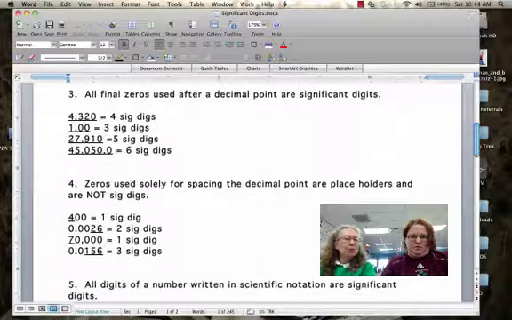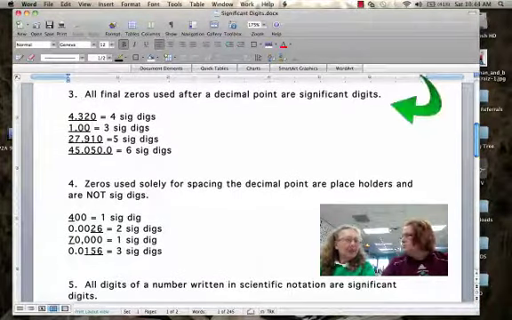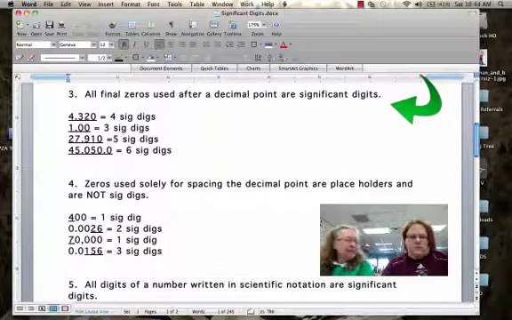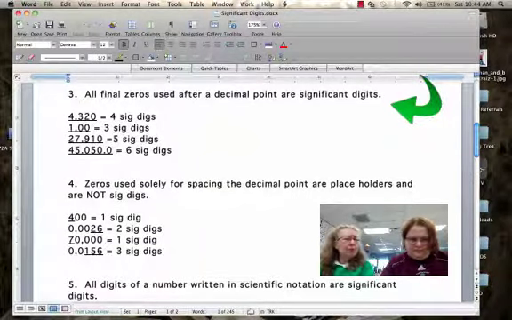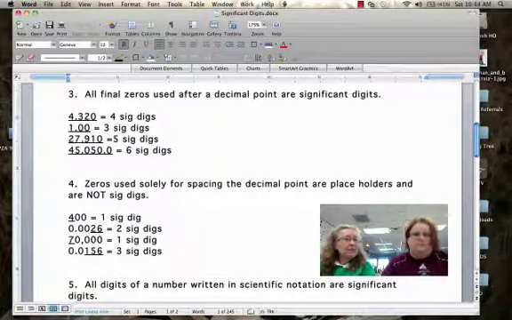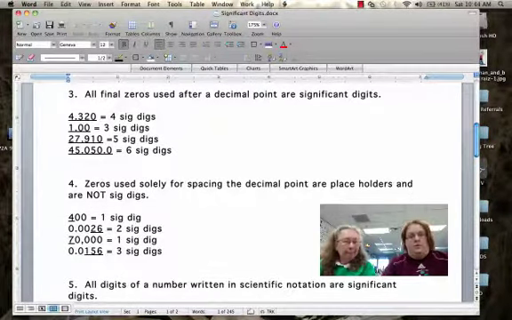So let's go to rule 3. All final zeros after a decimal point are always Sig Digs. Final zeros after a decimal point. So if you have 4.320, that 0 is a final 0. It's after the decimal point that was a couple digits back. So that makes all 4 of those numbers Sig Digs.